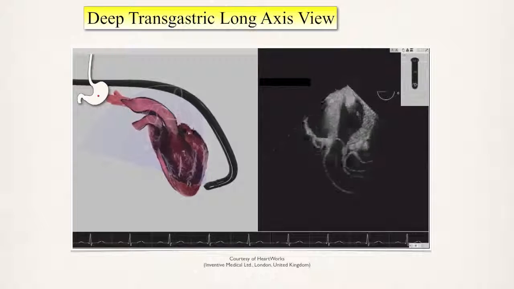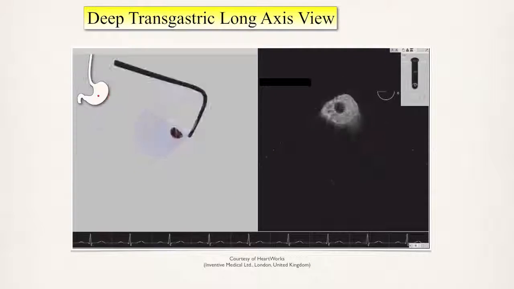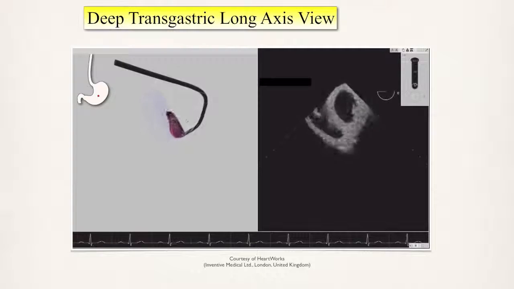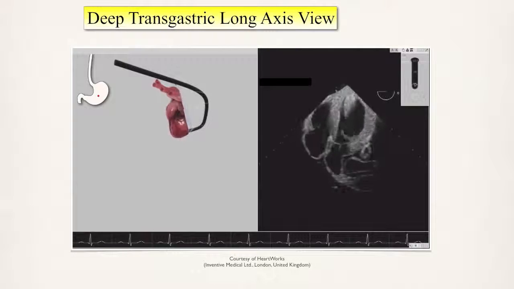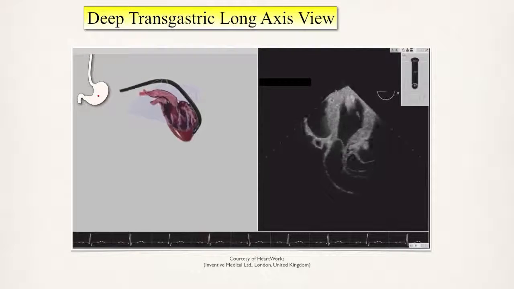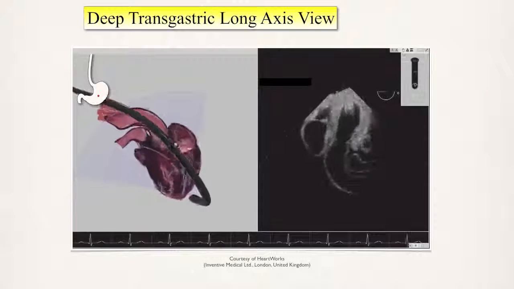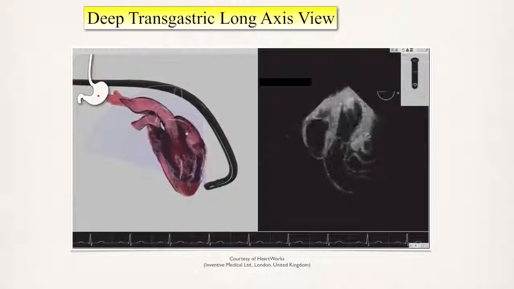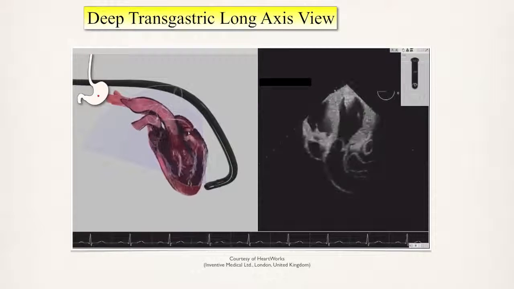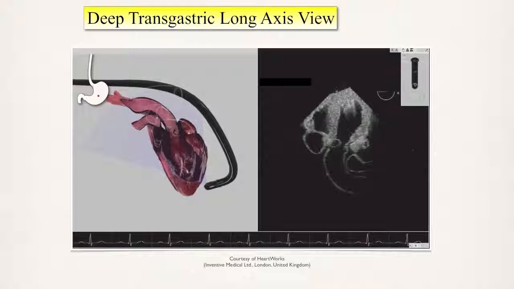This view requires a considerable amount of practice to obtain consistently. If it cannot be obtained in a patient, the transgastric LV long axis view can be used to obtain similar hemodynamic data. The following slides will deal with the assessment of the aorta, which must be assessed throughout its course and thus is imaged at a variety of depths.